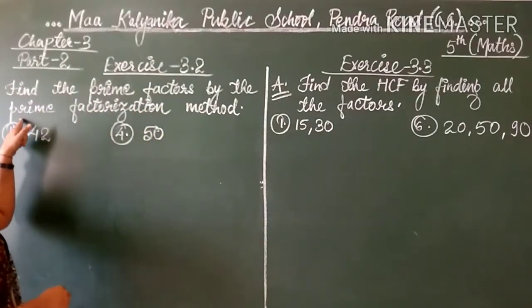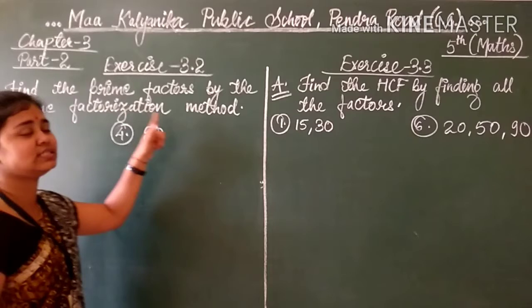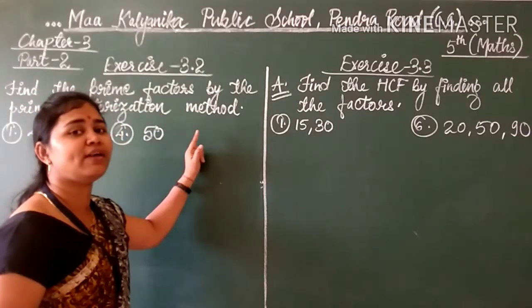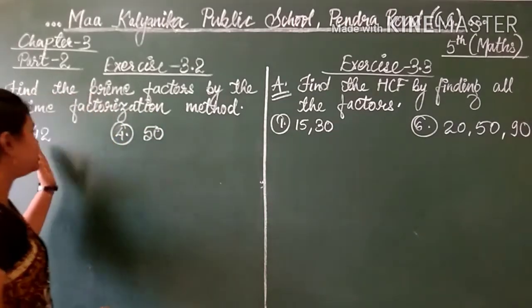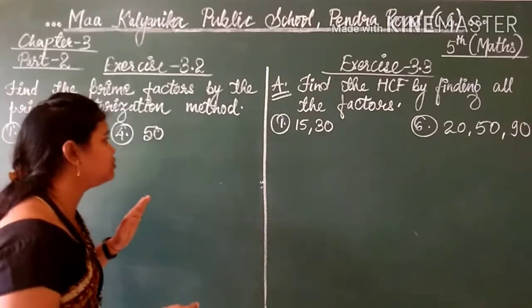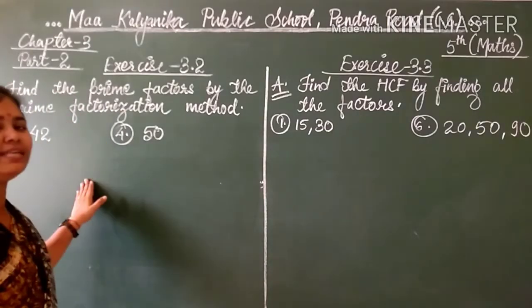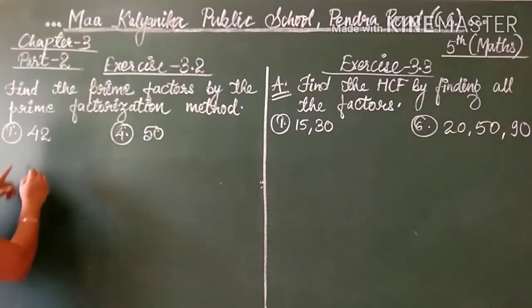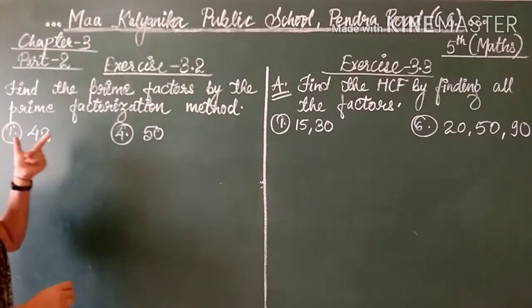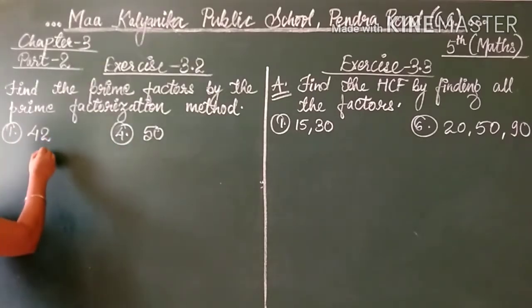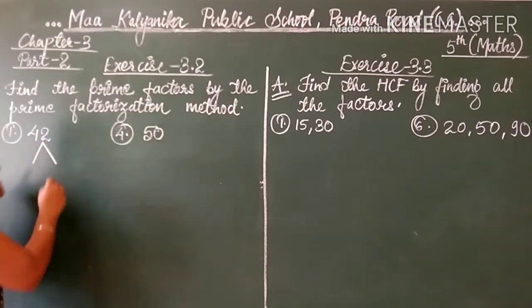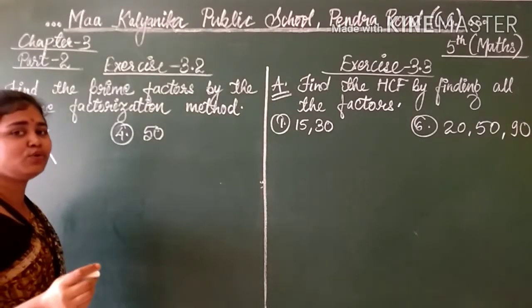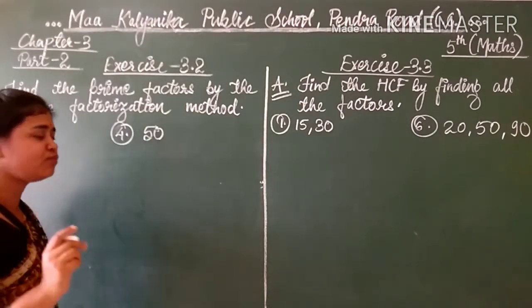So students, now the term used here is prime factorization method. What is prime factorization method? By showing you here, I will tell you. Students, so let's start exercise 3.2. So question number 1 and 4 I will solve for you. So let us start question number 1. So see students, 42. We will take one prime number first.